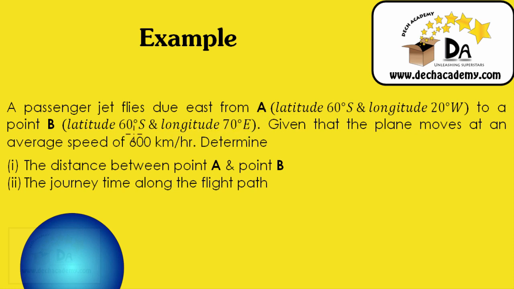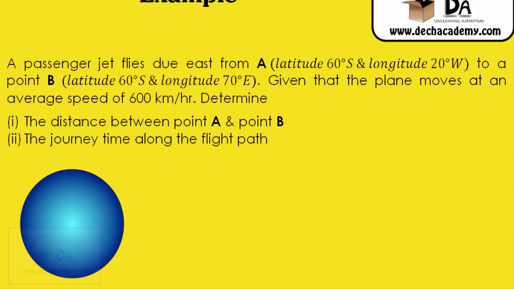So we're flying from A to B, and we know the positions of point A and B on the Earth's surface. Now, given that the plane moves at an average speed of 600 kilometers per hour, we are required to determine the distance between point A and point B and the journey time along the flight path from A to B.